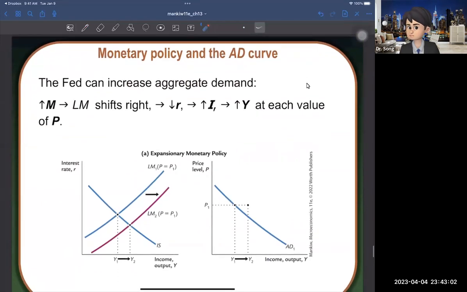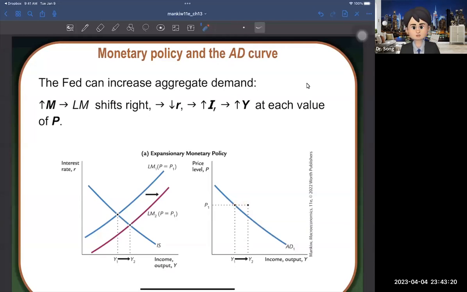Now, given this, what if the central bank implements expansionary monetary policy? So the LM curve shifts to the right. As a result, the interest rate goes down and output goes up. In order to capture this with the AD curve, we have to shift the AD curve to the right.